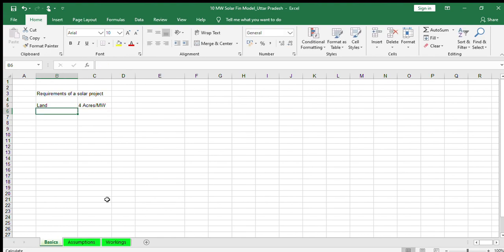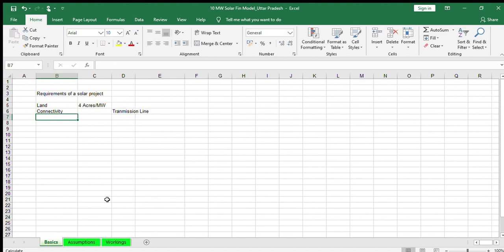Now the second requirement is connectivity. You need connectivity with either a discom substation or a transmission substation to inject the power which will get generated from the project. When I mean connectivity, that means a transmission line. So you need to build a transmission line.